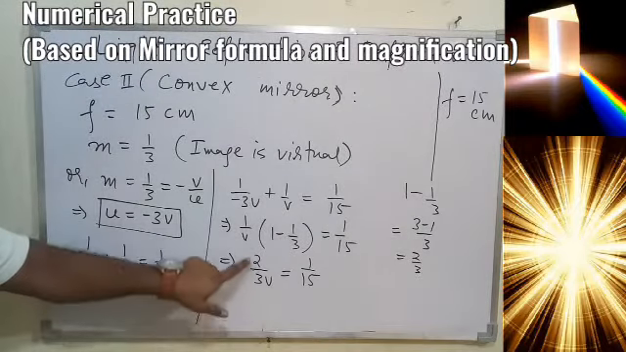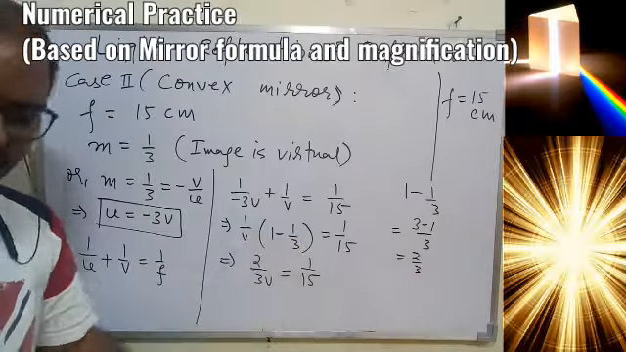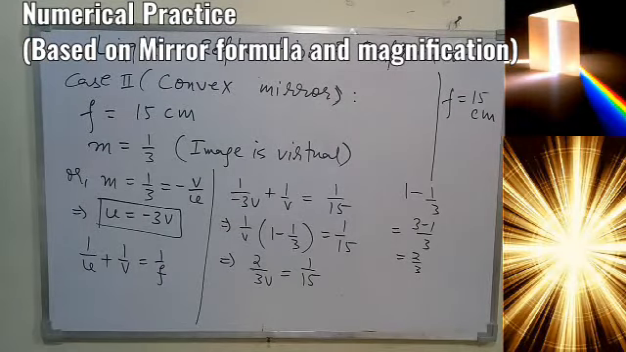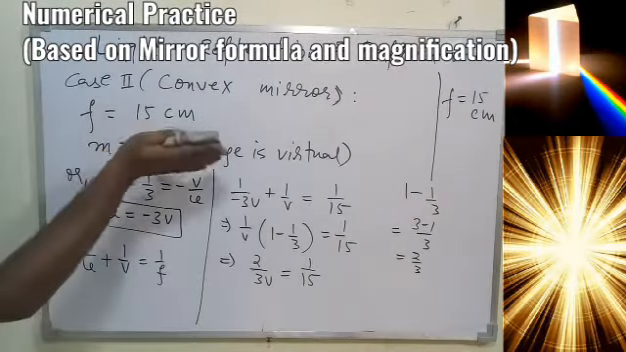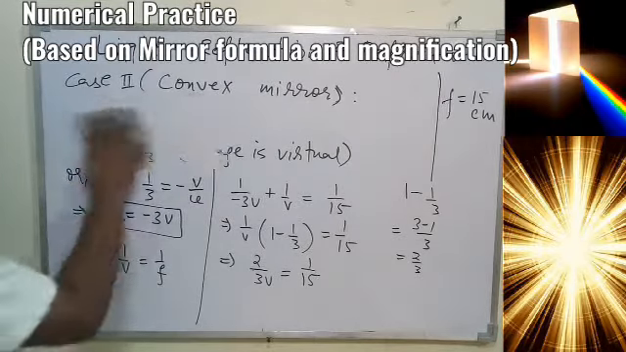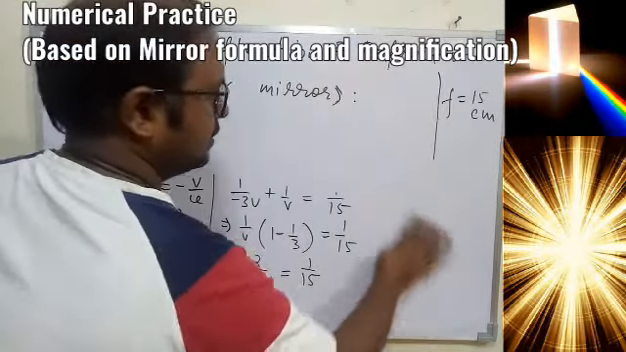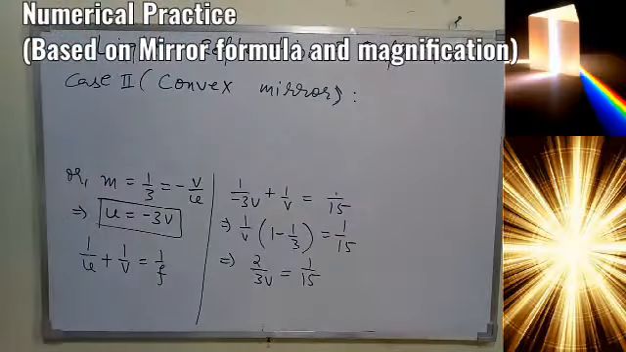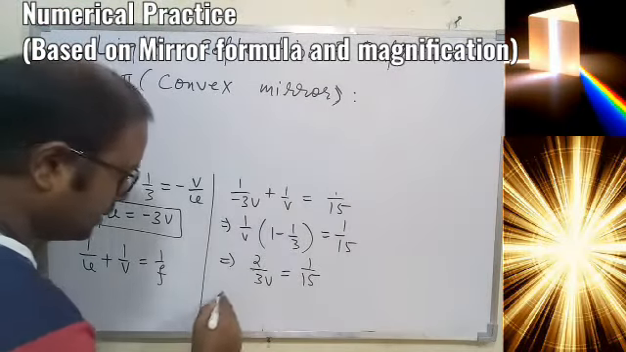1 by v is there and 2 by 3 we are getting after solving it. So 2 by 3 v is equal to 15. Now we don't need all this information. This is done. This is done. This is also done. Okay, solve it.